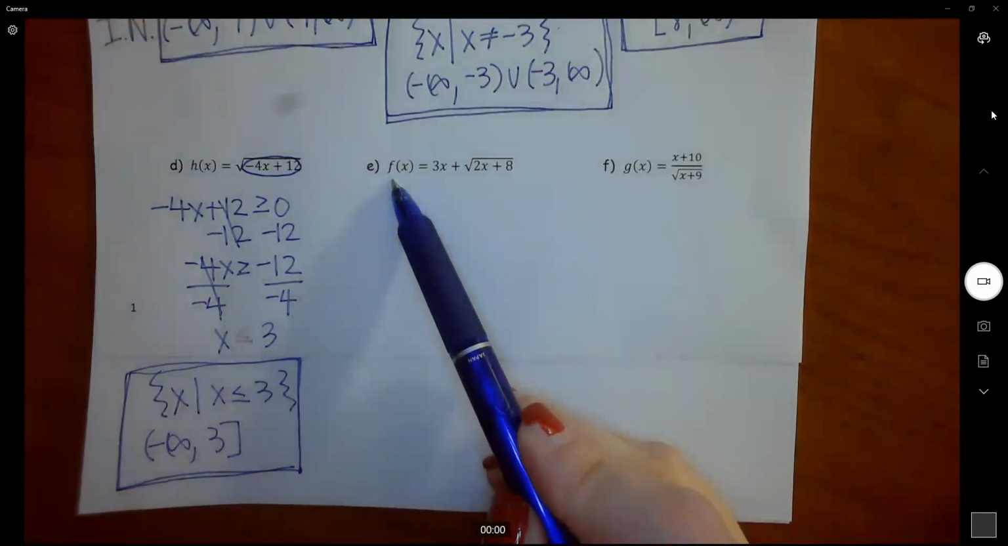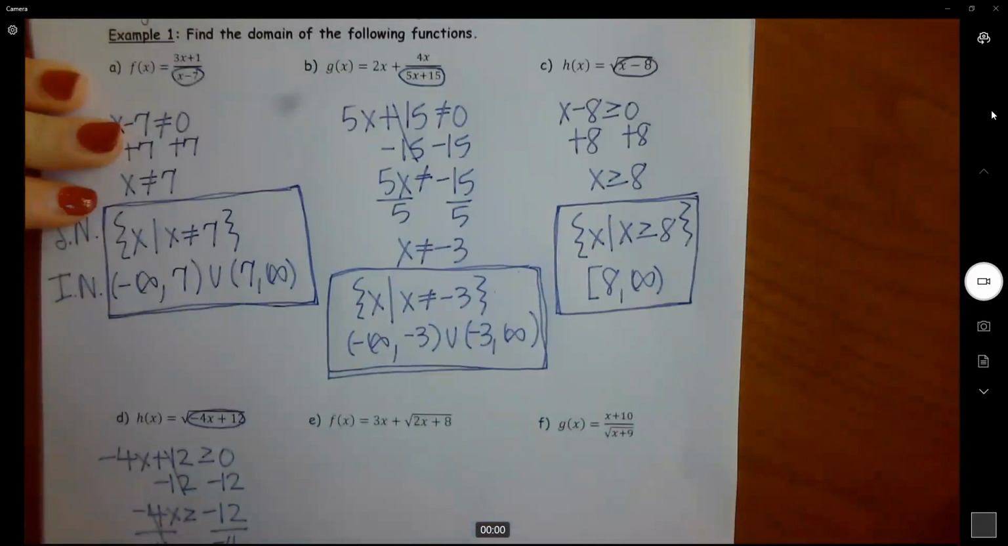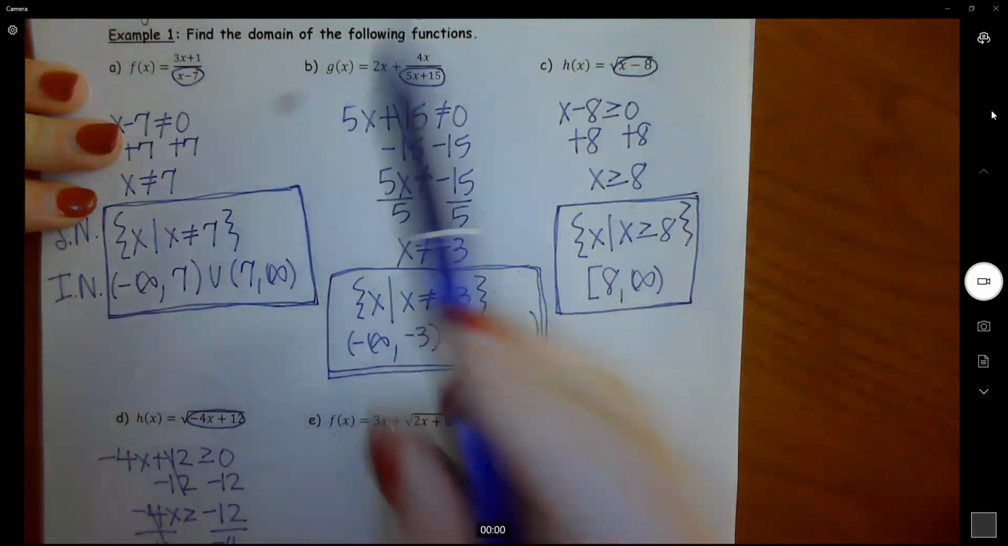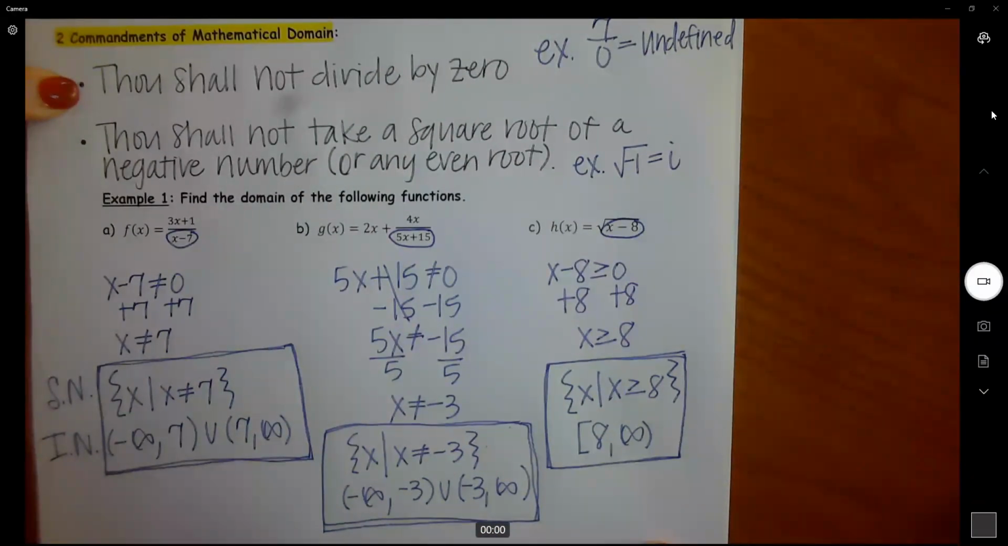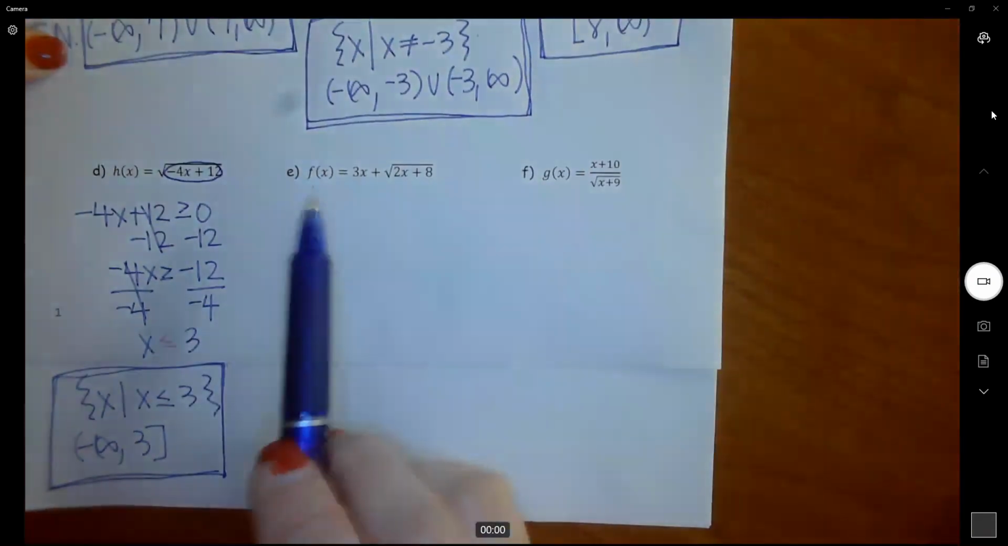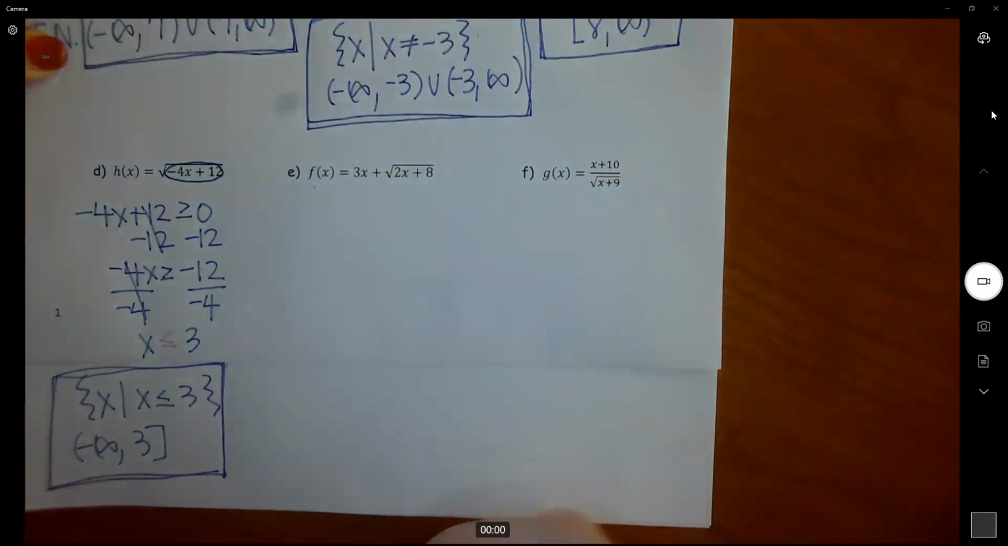E is similar to B in that in B, I did not care about this 2x because that 2x was not threatened to be divided by 0, and it was not threatened to have a negative under a square root because it didn't have a denominator and it didn't have a radical. Same thing here. I don't need to worry about that 3x. There's no way it can violate either of my 2 commandments.